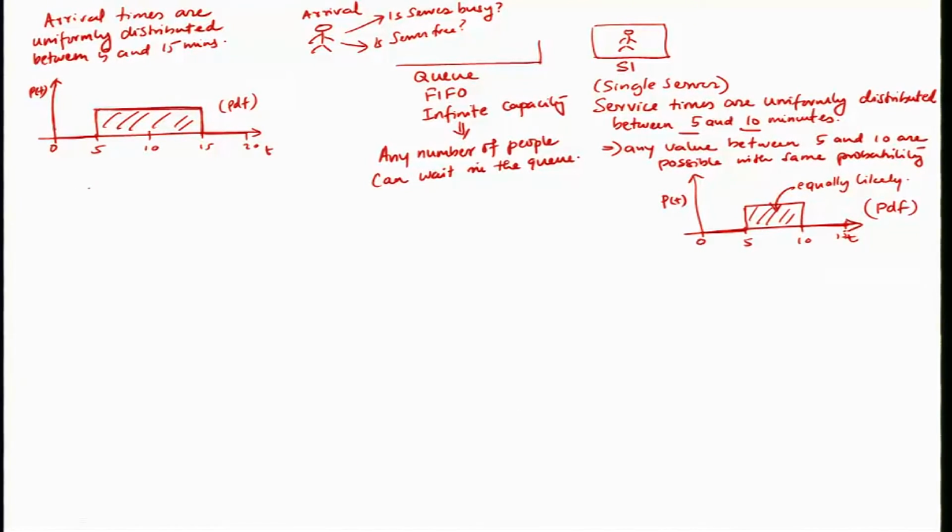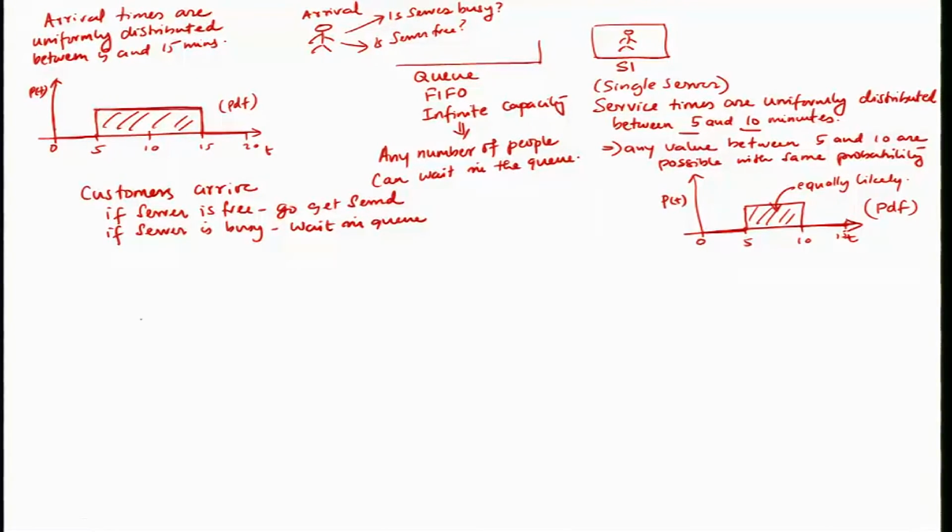So, the logic is customers arrive, then if server is free, go get served. If server is busy, wait in queue. Then once service is done, leave the system.